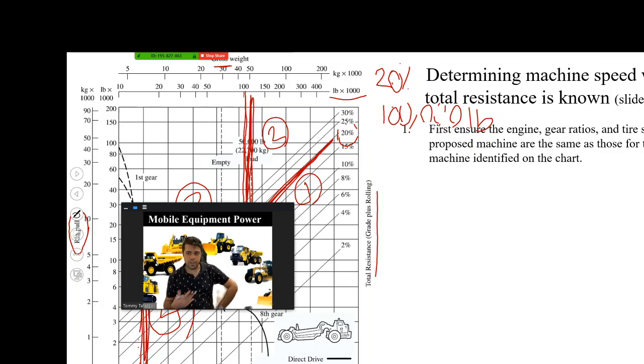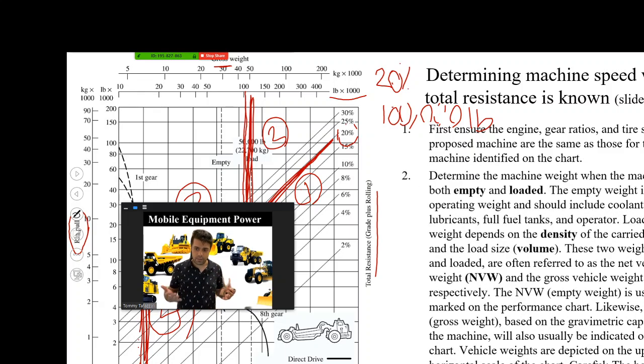First, ensure the engine, gear ratio, and tire size of the proposed machines are the same as those for the machine identified in the chart. Remember this. In this class, this is the only chart we're working with, but in the real world, you might have tons of these charts, and each one is for a different piece of equipment, so it's important to find the right chart for your computations. That's the first step. The gross weight of the vehicle should be based on when it is empty or when it is loaded.